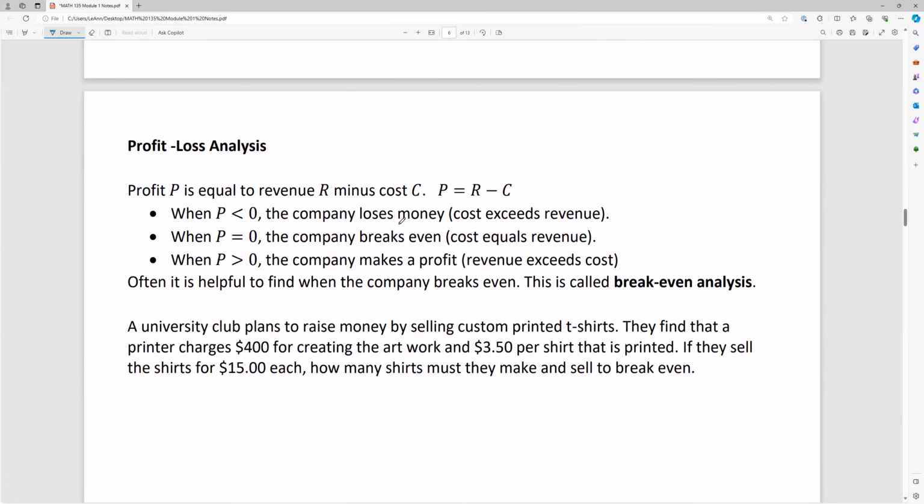All right, and then the last part of section 1.1 is profit loss analysis. So profit P, that's what we use for profit, is equal to revenue minus cost. So revenue is always the capital R, cost is the capital C. So this is kind of a business model thing.